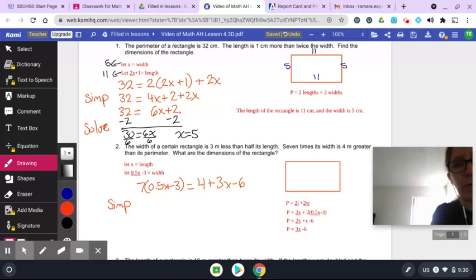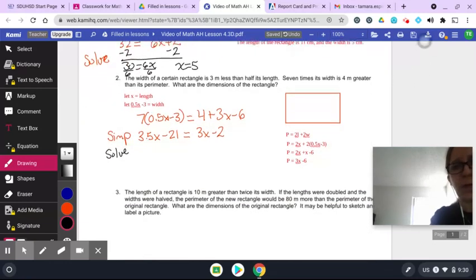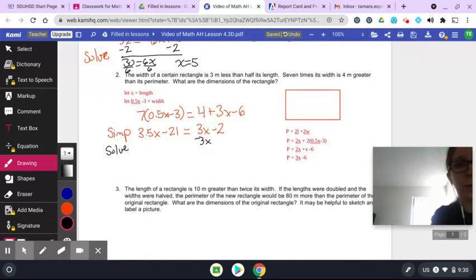So we're distributing. Half of 7 is 3.5. So 3.5x minus 21. On this side, I gotta combine like terms. 3x minus 2. Now I am ready to solve because I have simplified. I need to move the lower variable. Here we go. Let's move it. Half x minus 21 is equal to negative 2. Then I need to undo the subtraction. Add 21. Half of x is equal to 19.